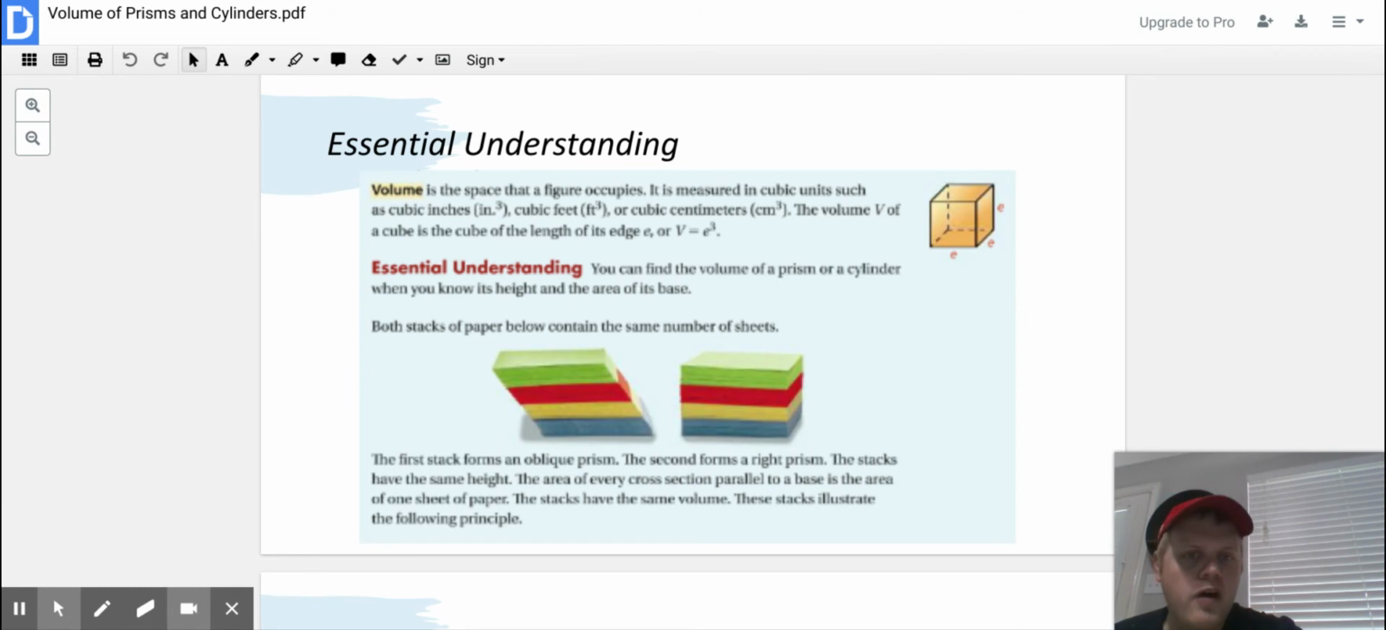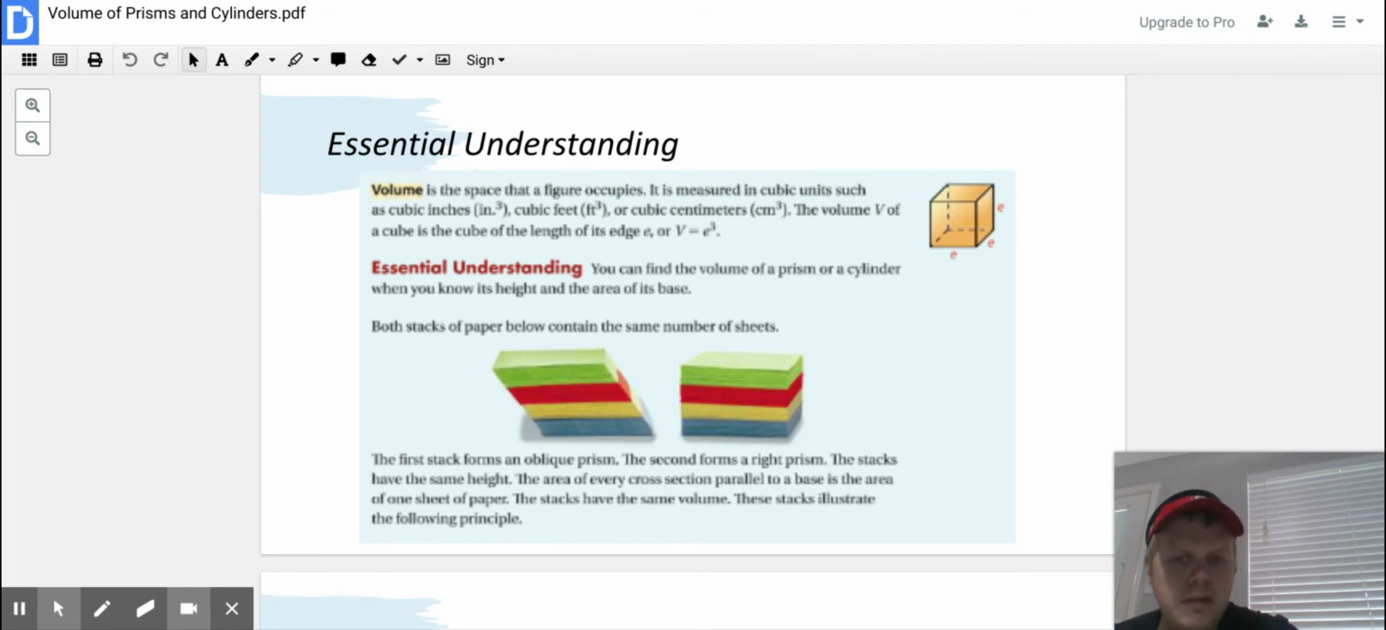The volume, or V, of a cube is the cube of the length of its edge, E. Since all the sides are the same, it's just going to end up being E cubed. A cube has all sides being squares, so that's why it's E cubed. You can find the volume of a prism or a cylinder when you know its height and the area of its base.